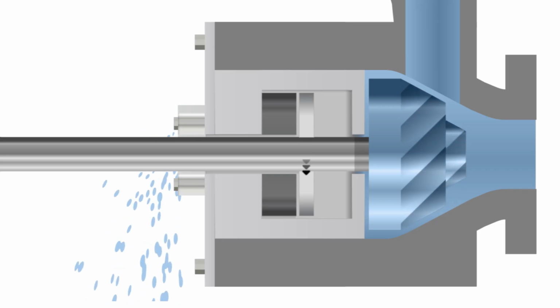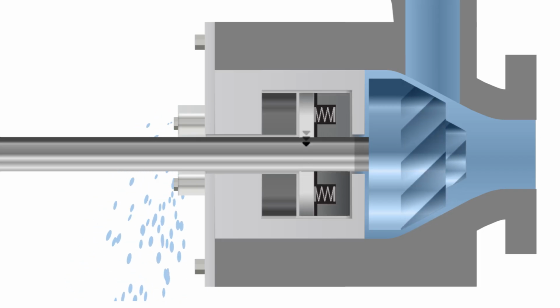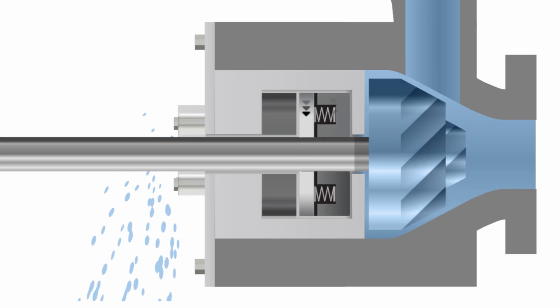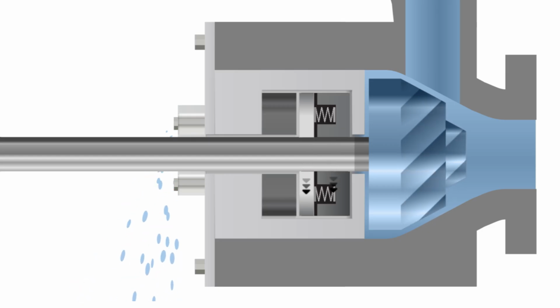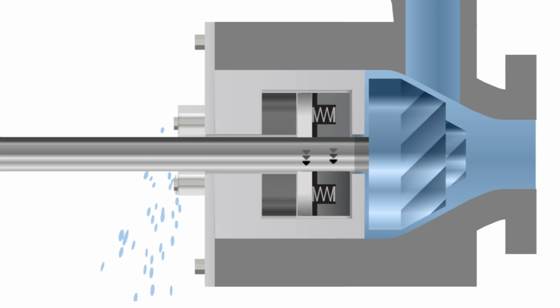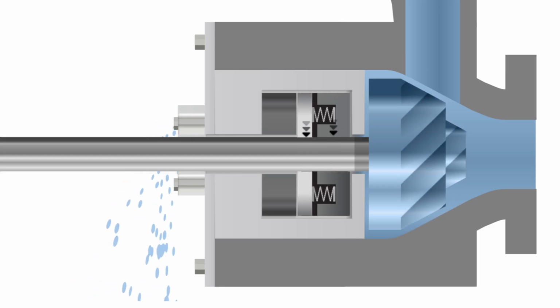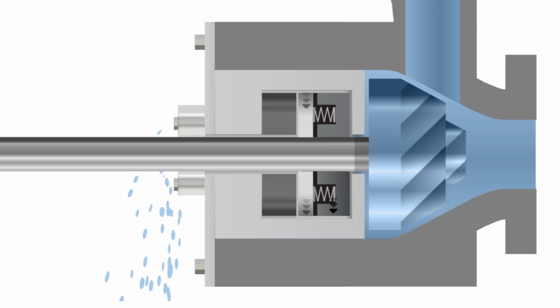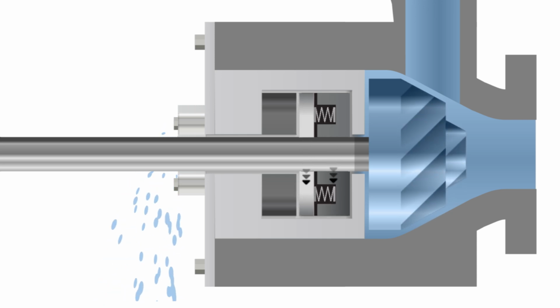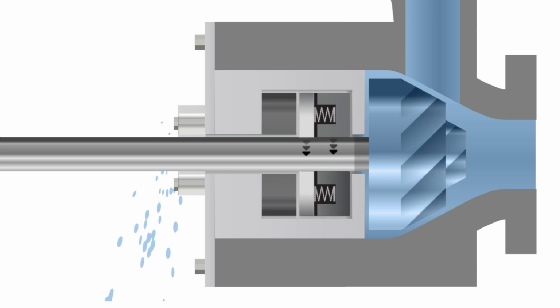The third component is the spring assembly. In this example, the spring assembly is also attached to the rotating shaft. The springs act on the primary ring to maintain a constant gap between the 2 seal faces, allowing for thermal expansion and minor axial shaft movement.